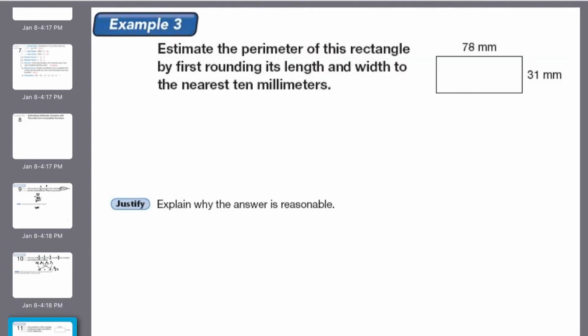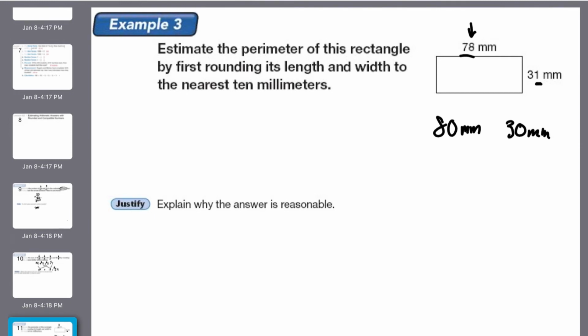Estimate the perimeter of this rectangle, first by rounding its length and width to the nearest 10 millimeters. So here I have 78, so I'm going to round it to the nearest 10. I look at that second number there, so I'm going to round that up to 80 millimeters. And I have a 1 here, so I'm going to let it rest, 30 millimeters.